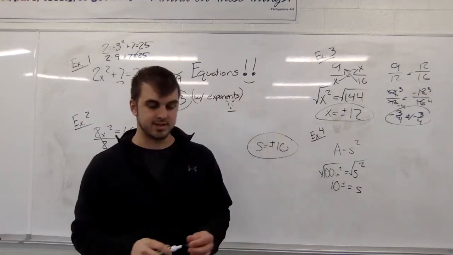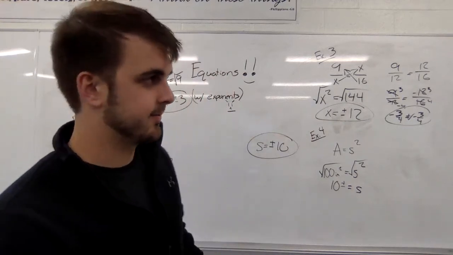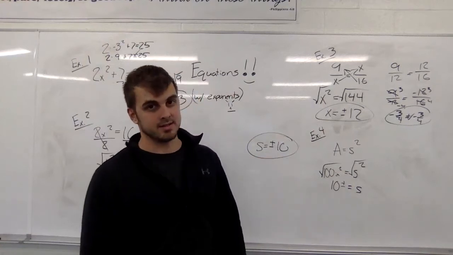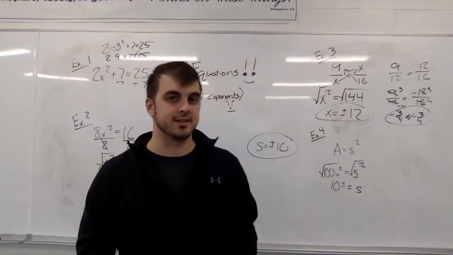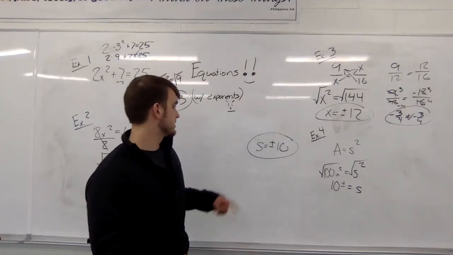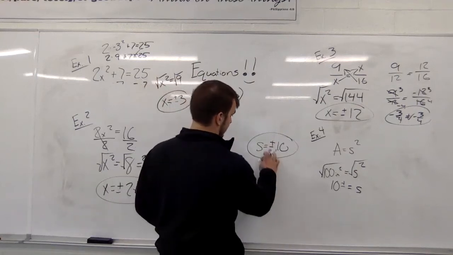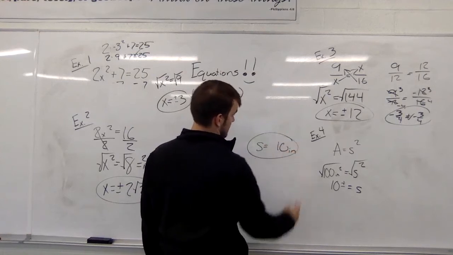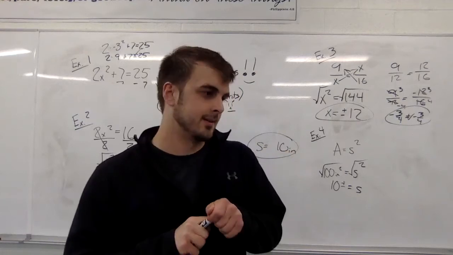Now, does that answer your question? It does not, because you cannot have a negative 10 for a side length. The original question was, how long should each side be? And each side should not be positive or negative 10. It needs to be positive 10. So get rid of that, and it's just 10 inches. So make sure that you answer the question that they're asking.